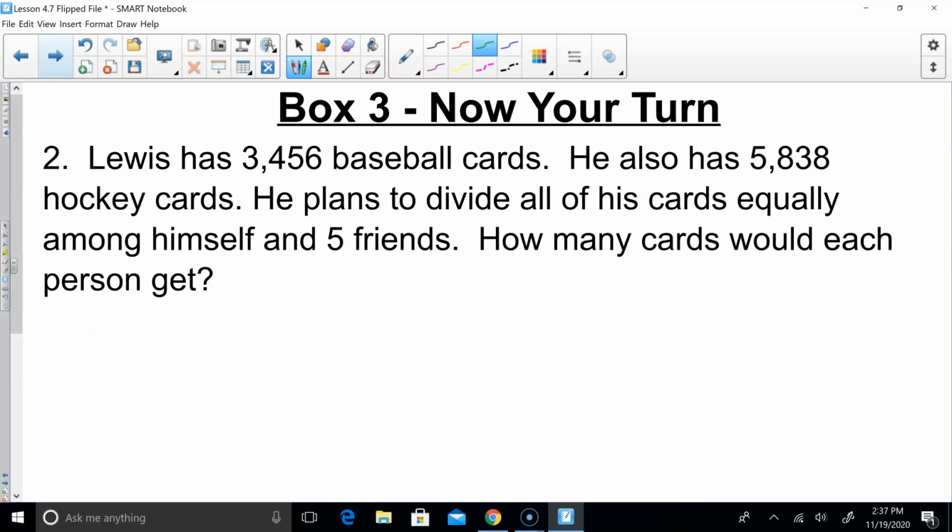And another problem that we have, Lewis has 3,456 baseball cards. He also has 5,838 hockey cards. He plans to divide all of his hockey cards equally among himself and 5 friends. How many cards would each person get? So you can reread the problem again, pause the video, picture it in your head, do some drawings if that helps you out, and write an equation and solve it. I'm looking forward to all your answers.